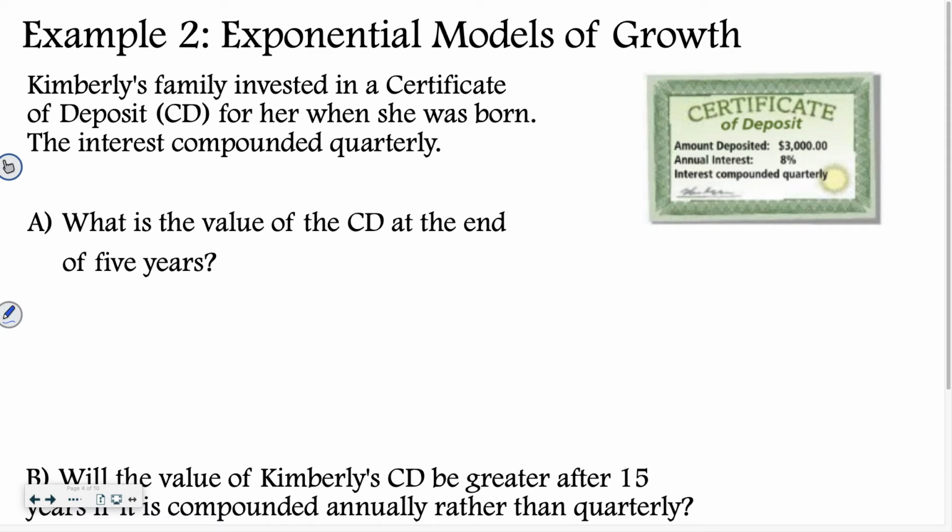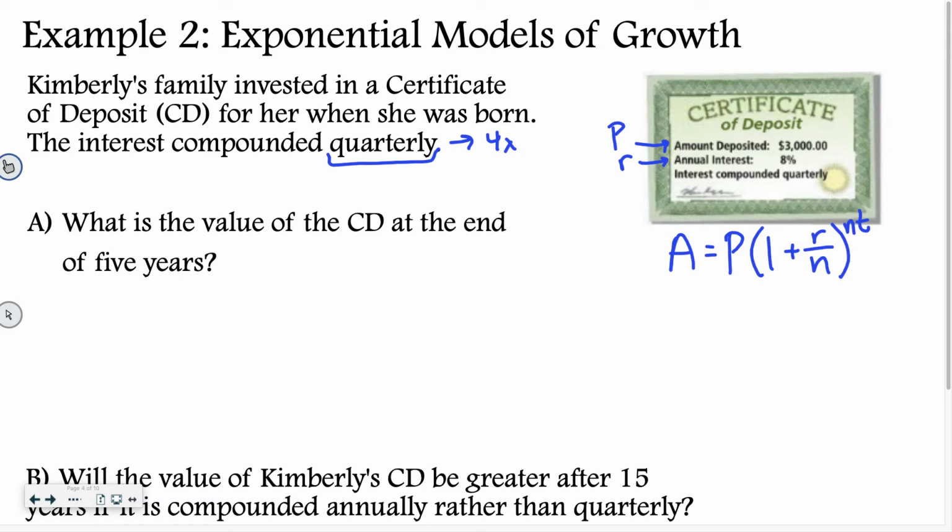All right, example 2, exponential models of growth. Kimberly's family invested in a certificate of deposit, or CD for short, for her when she was born. The interest compounded quarterly. So remember, quarterly means 4 times per year. The amount deposited was $3,000. That's going to be my p-value. The annual interest, that's my r. It was 8% and compounded quarterly. So remember, our formula from the last page is the principal times 1 plus the rate over the number of times it is compounded, raised to the number of times the number of years as the exponent.